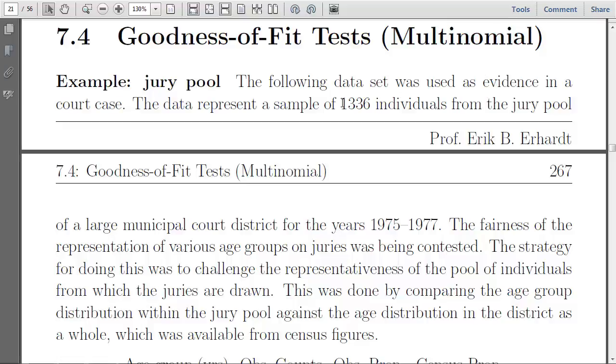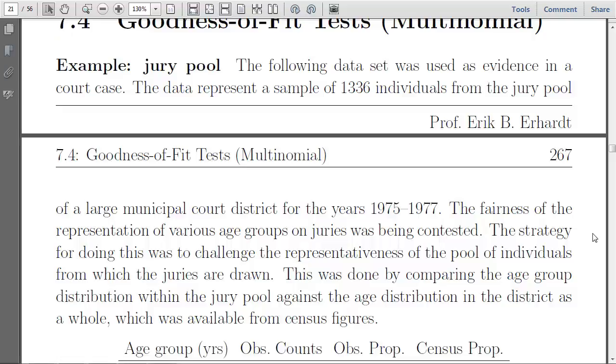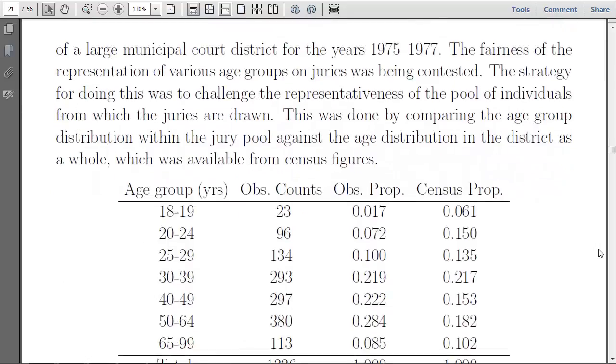The data represent a sample of 1,336 individuals from jury pools in a large municipal court district over a 3-year period in the 70s. And here, the fairness of the representation of various age groups on the juries was being contested in terms of the proportion of older versus younger people. And the strategy for doing this was to challenge the representativeness of the pool of individuals from which the jury was drawn. And this was done by comparing the age group distribution within the jury pool against the age distribution in the district as a whole, basically from census figures.